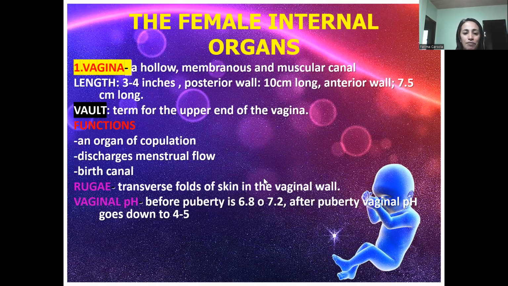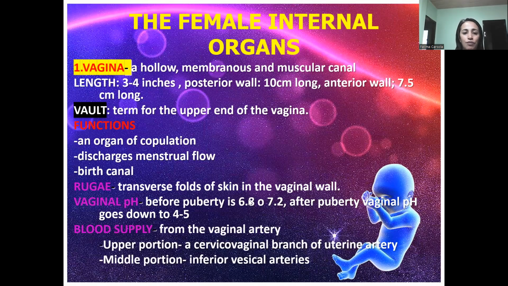The blood supply is coming from the vaginal artery. And then, of course, the upper portion is coming from the cervicovaginal branch, and the middle portion is from the inferior vesical arteries. These are just good to know. These are objective. It's just for you to read, okay?